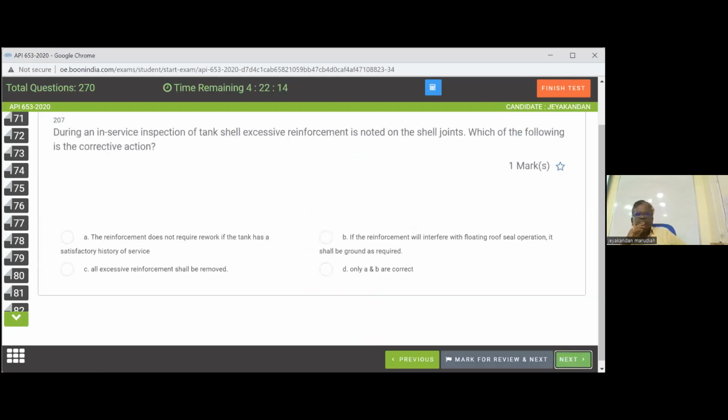During an in-service inspection of a tank shell, excessive reinforcement is noted on the shell joints. Which of the following is correct? You remember I told you, excessive reinforcement, no need to grind, provided it is not inhibiting the floating roof travel. Undercut, excessive undercut, arc strike: these need no repair, provided they withstand the hydro test. Here, the reinforcement does not occur if the tank has a satisfactory history of service, right? If the reinforcement will interfere with the floating roof, then it should be ground. Only A and B. So if it interferes, we have to remove it.